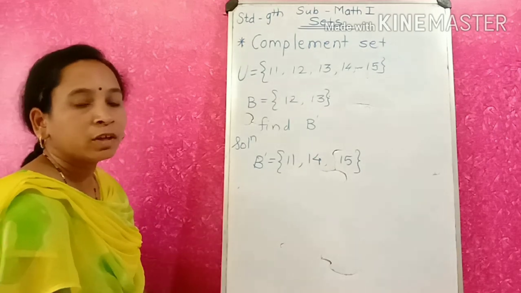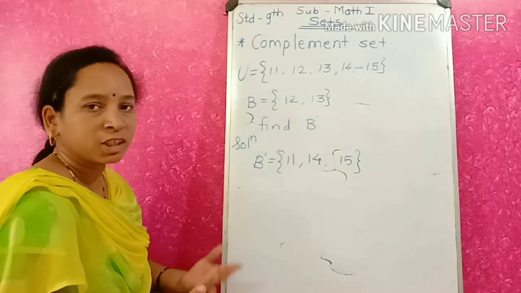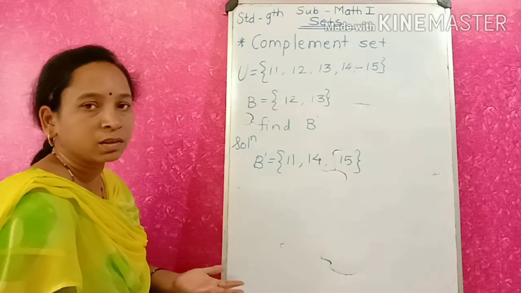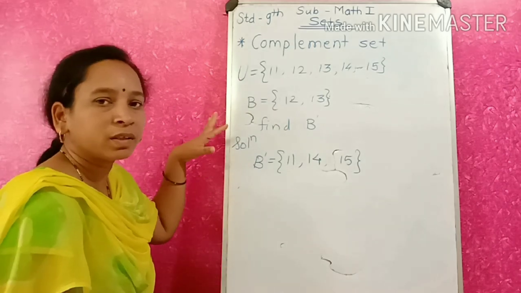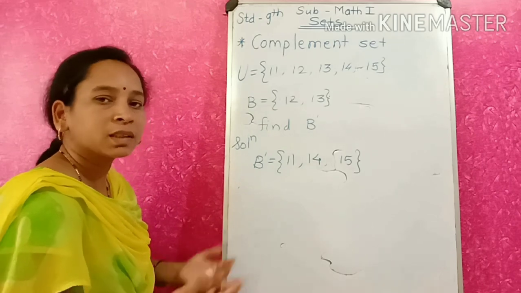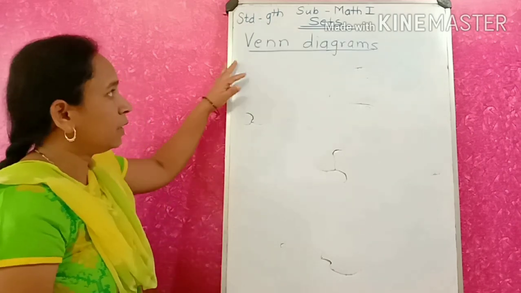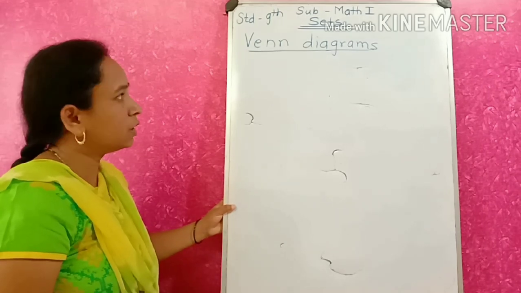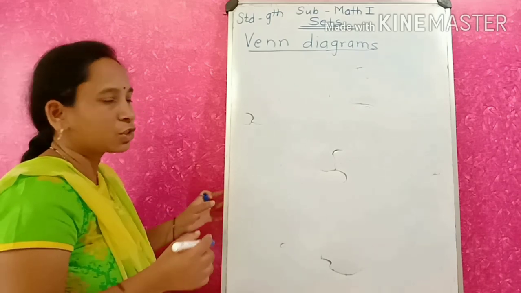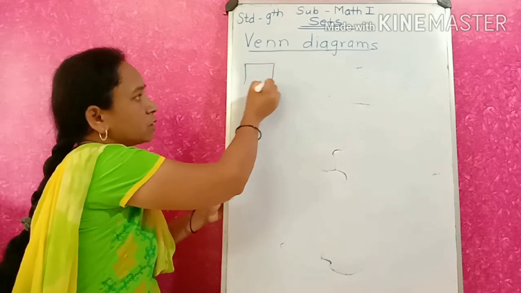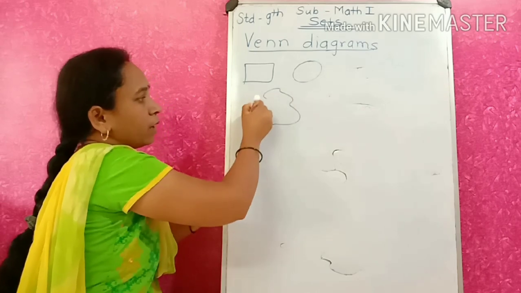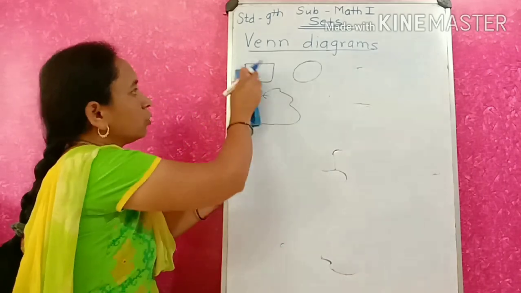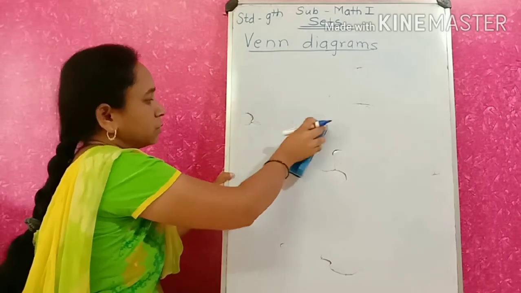Students, I have explained the universal set, complement of a set, and subset. Now how do we represent all these sets using figures? If you represent sets using figures, then it is called a Venn diagram. So let's study Venn diagrams. If you represent the sets by using closed figures, then it is called a Venn diagram. You can use any shape, any closed figure, either a square or a circle, but it should be a closed figure. Now we'll see how to represent sets using these figures.